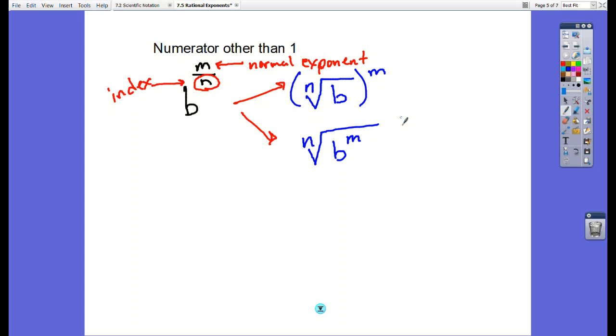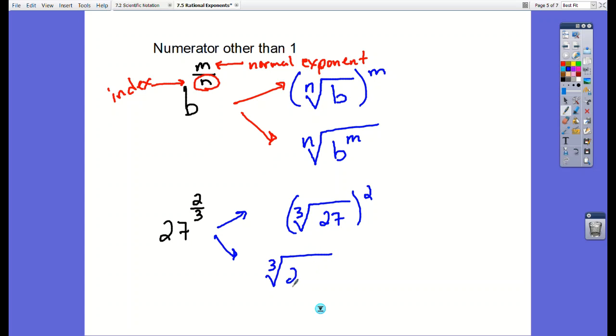Let's use all this, I'll pick a number like 27. And let's say that we had 27 to the 2 over 3 power. And let's evaluate it using both ways. This will quickly tell us which one's better, because one is better than the other. So just as we did here, let's rewrite it in both of these forms. The 3 is our index. The 2 is our regular exponent. So the cube root of 27, and then that number squared. And the other way would be the cube root of 27 squared.